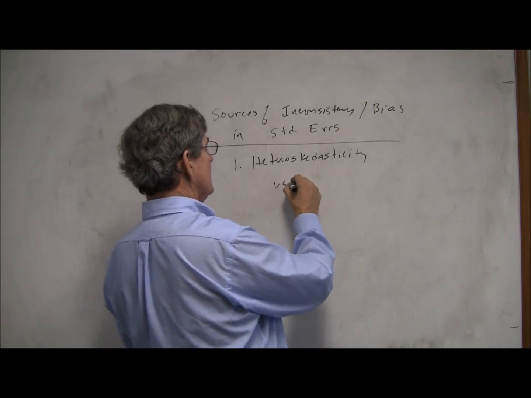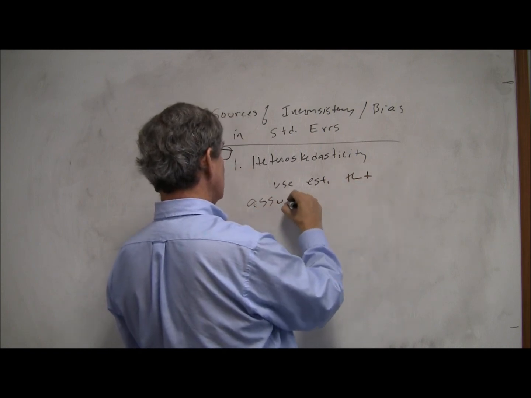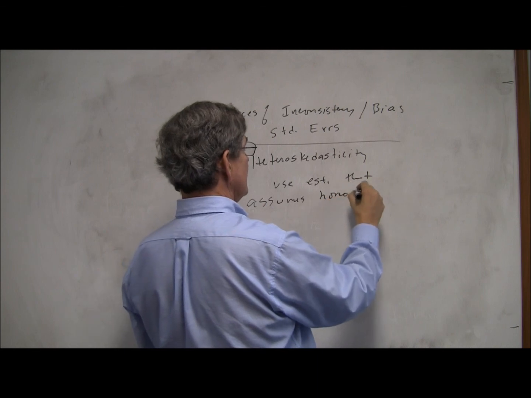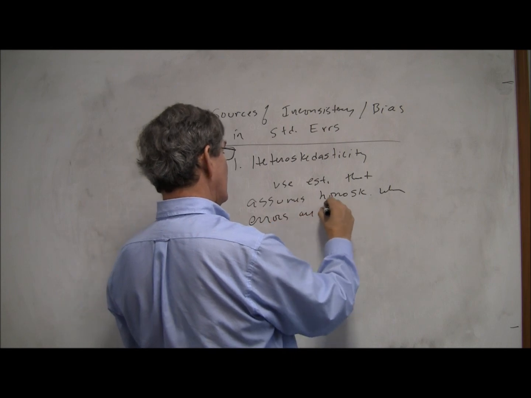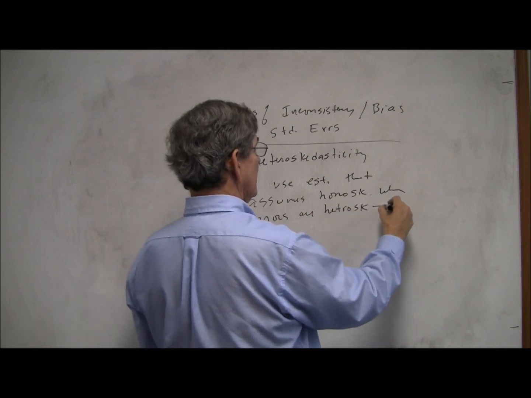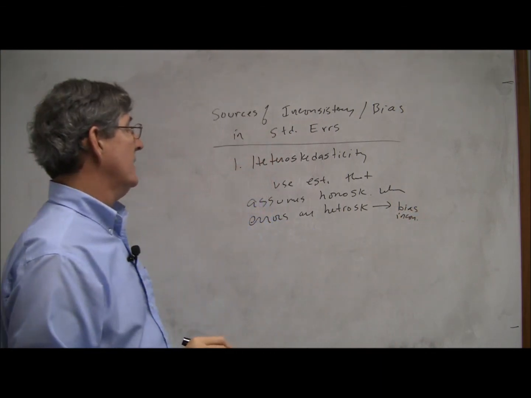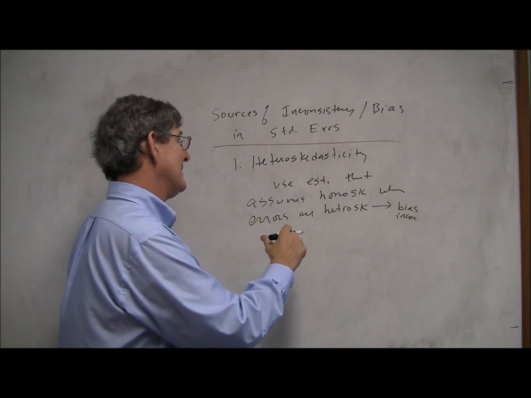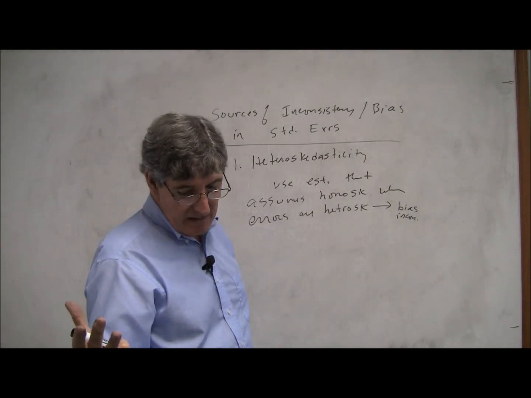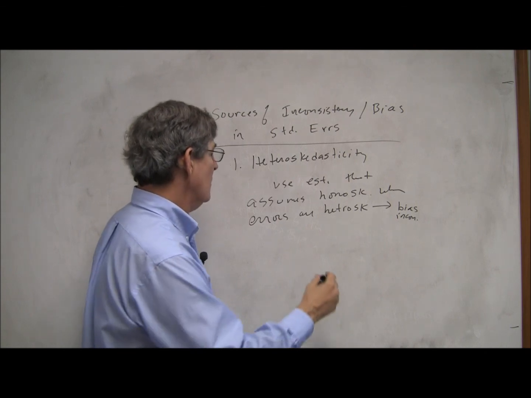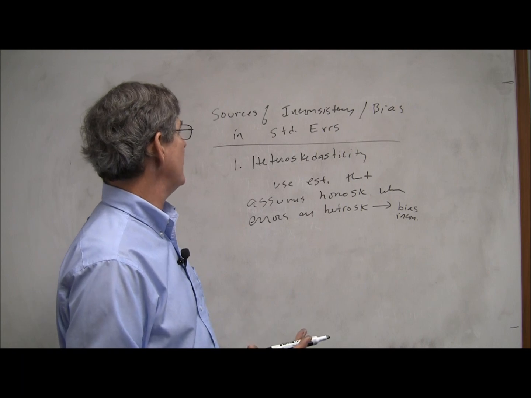If we use an estimator that assumes homoscedasticity when the errors are heteroscedastic, that'll give you bias and inconsistency. If we use the heteroscedastic estimator, and in fact it's homoscedastic, that's not a problem. And so that's why throughout the text we've been using the heteroscedastic robust standard errors, because those are going to be correct whether we have it or not.